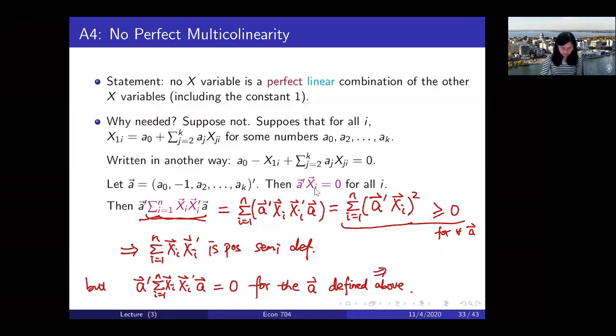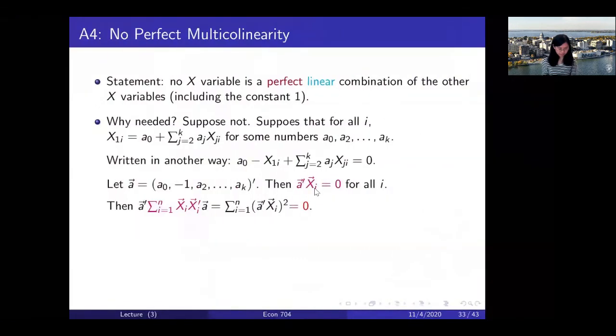So that means this is not positive definite. So a positive semi-definite matrix that is not positive definite is what? Is not invertible. So that matrix is not invertible.